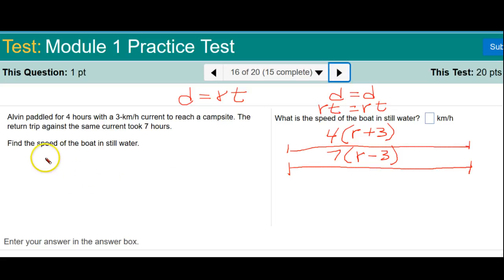So your equation would be 4 times r plus 3 equals 7 times r minus 3. And we'll let you solve that, and that will give you your rate in still water.